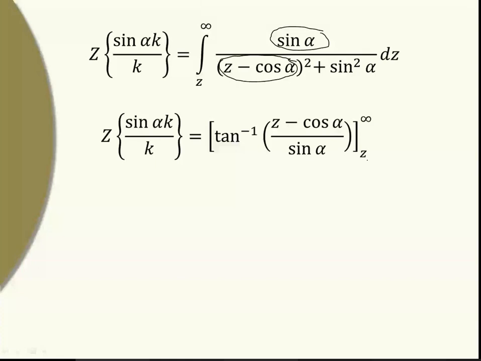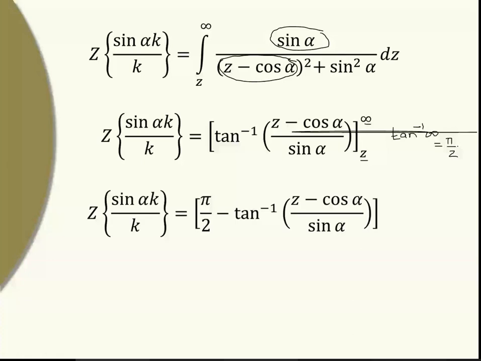Now if you substitute the limit as infinity, infinity minus cos alpha will be infinity, infinity by sine alpha is again infinity. So we get tan inverse of infinity. And what is tan inverse of infinity? Tan inverse of infinity is pi by 2, because tan pi by 2 is infinity. Standard formula is there. So at upper limit, we get pi by 2. At lower limit, we get the same terms, because we are replacing z by z terms only. So we get again the same term at lower limit.